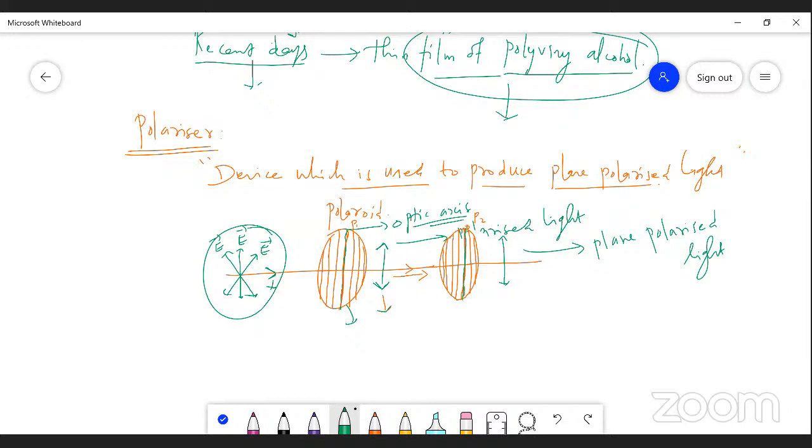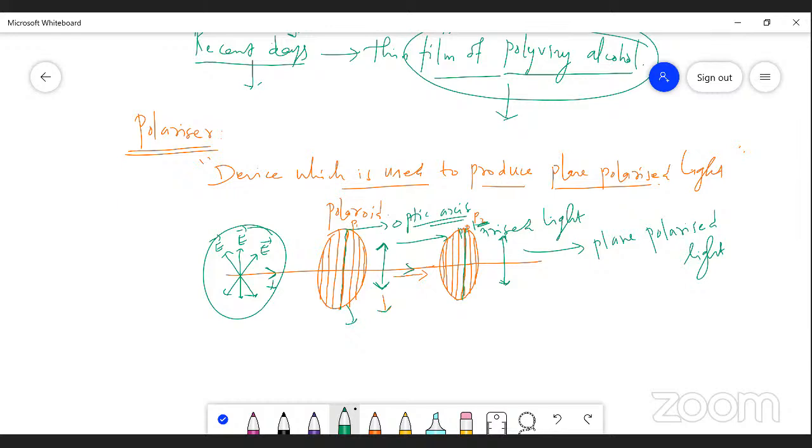Plane polarized light. Why? Light vibrates only in one particular direction in a plane which is parallel to the optic axis of the first polaroid. The same plane polarized light is allowed to pass to the second polaroid P2. Actually, the second polaroid and the first polaroid are kept parallel with each other. Why? Both the optic axes are parallel with each other. Then the plane polarized light is allowed to pass to the second polaroid. The emergent light from the second polaroid vibrates only in one particular direction, parallel to the optic axis of the second polaroid. Still, that light coming out from the second polaroid is plane polarized light.